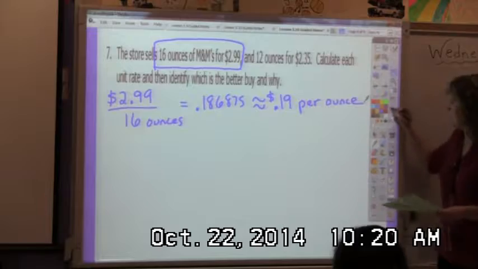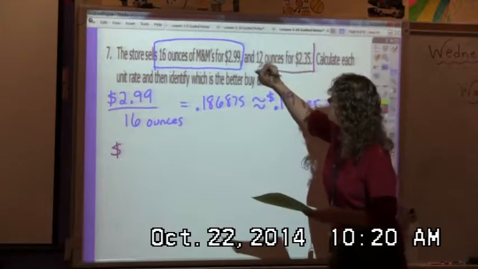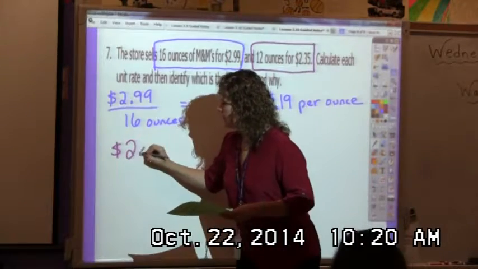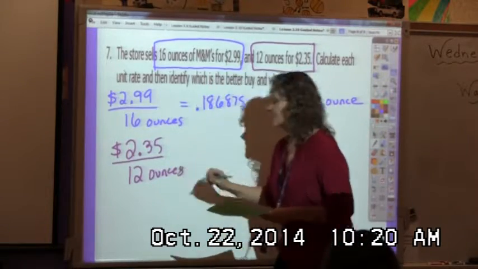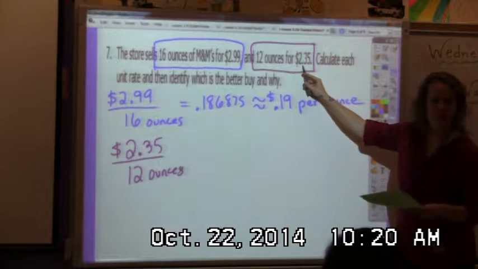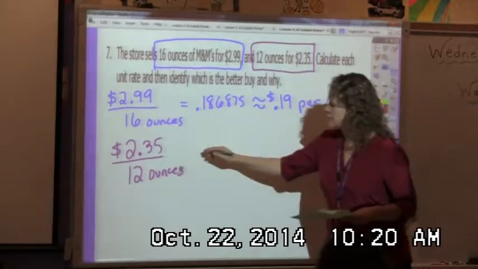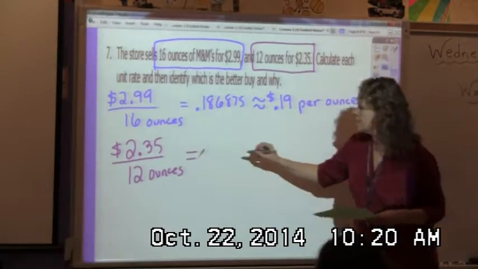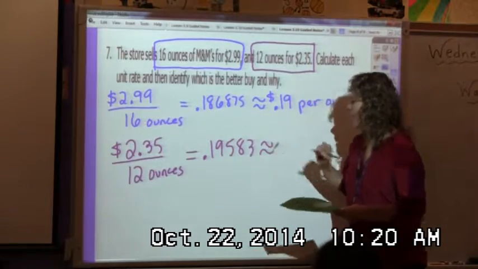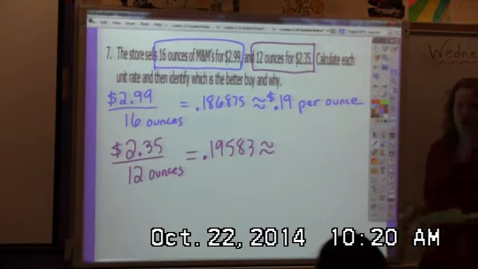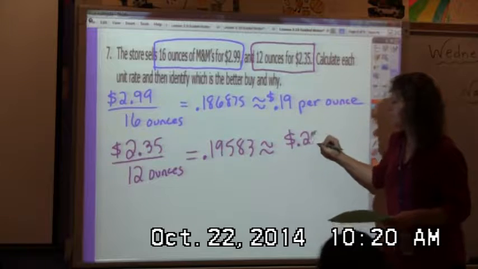The second option, how much money is this? $2.35 for 12 ounces. Now it doesn't matter whether the 12 is given first or the $2.35 is given first. You know that money goes on top. So when you punch that into your calculator, top divided by bottom, you get 0.19583, which is approximately equal to how much money per ounce? 20 cents. Excellent. You can round that to 20 cents per ounce.